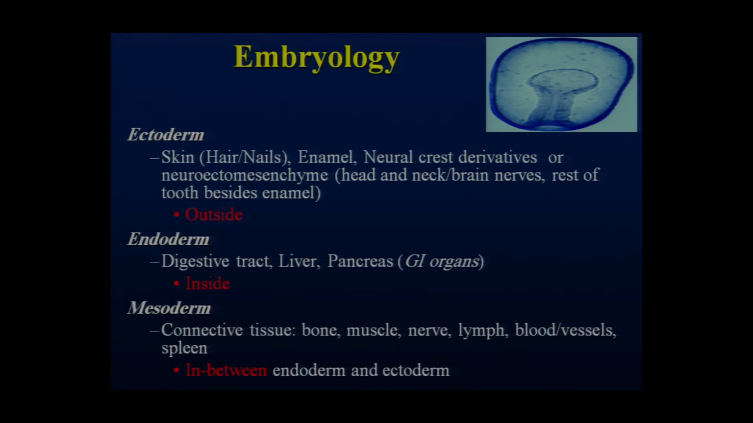So think of ectoderm as everything that comes from the outside of those germ layers. Endoderm is the inside, the GI tract, and mesoderm is the mesenchyme, everything in between, all that connective tissue, okay?